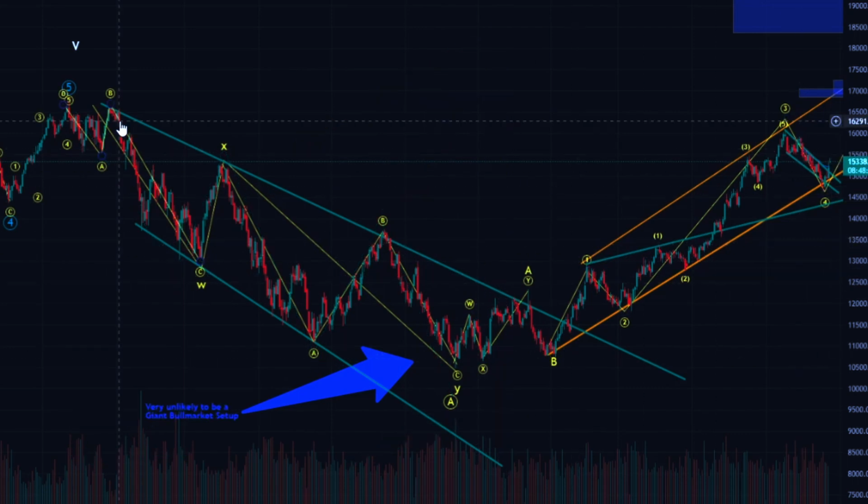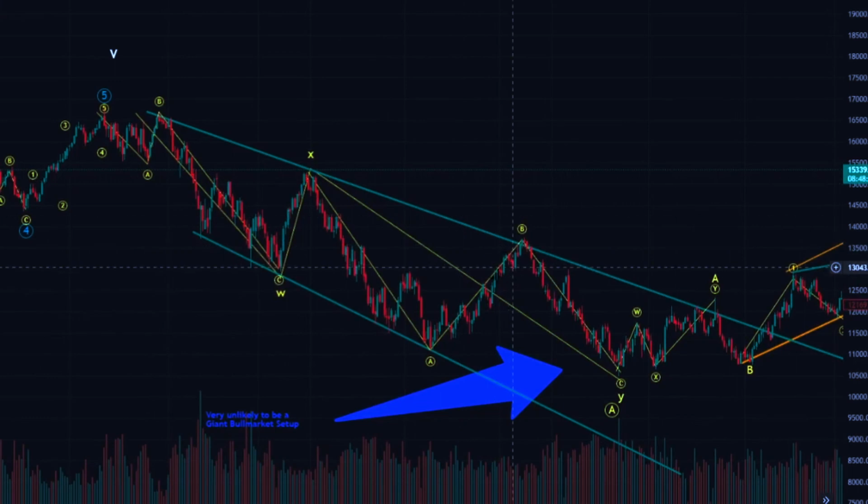Therefore, I think we can take that green count away, and instead I'm going to explain what I think is actually going on here. As I mentioned before, I promised I would describe what a complex correction is, and that's what I think this whole move down is. From the top, I think we have an A, a B, and a C move, and then another A, a B, and a C move to complete our larger degree A wave in October 2022.